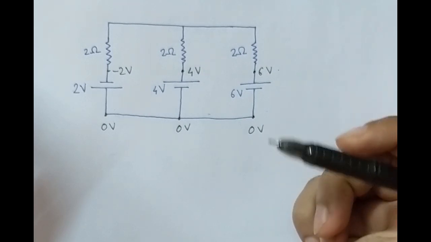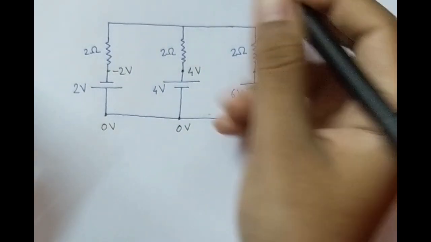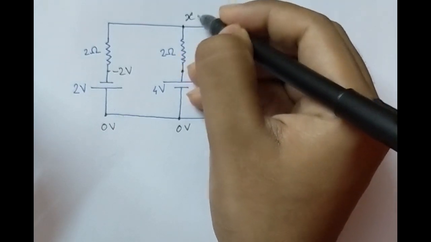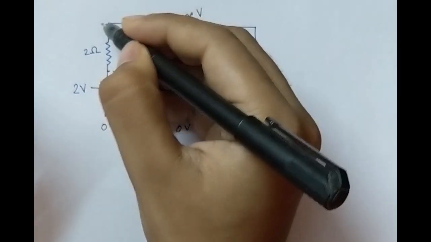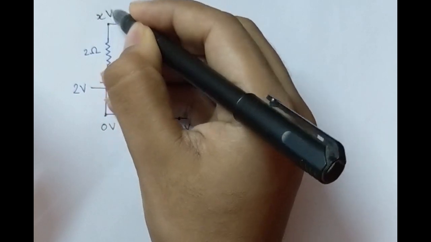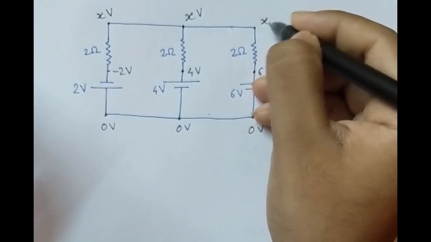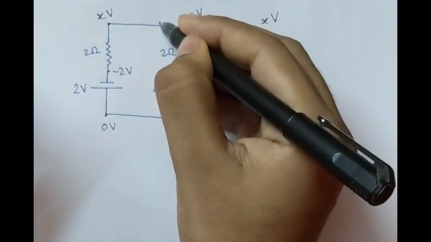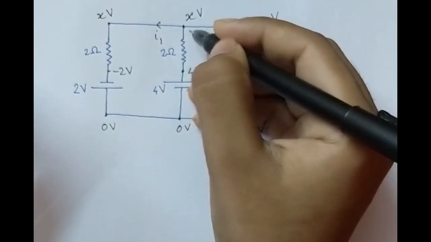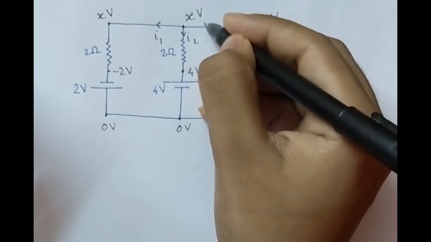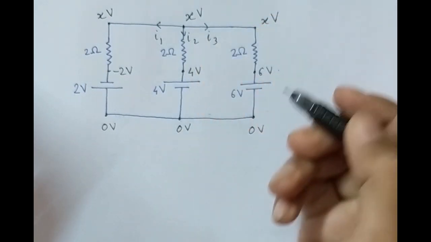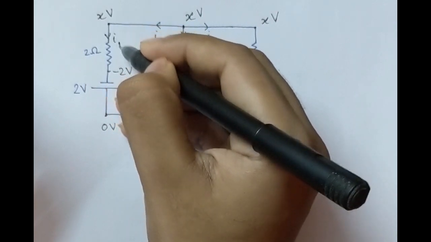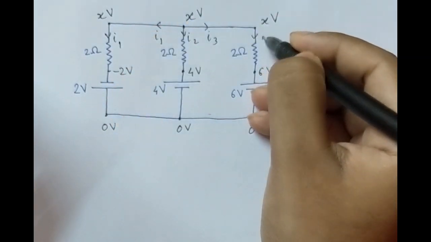So for this sum, what we need to do is we need to assume that the potential of this point is x volts. So if this is at x volt, this is also at x volt, this is also at x volts. Now with the potentials, I'll put the values of current. This is I1, this is I2, and this would be my I3. So let's find I1, I2, I3. Remember, this is the same I1 coming here. This is the same I3 coming here.